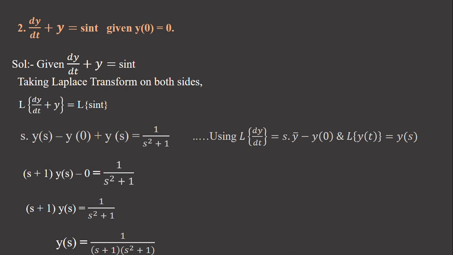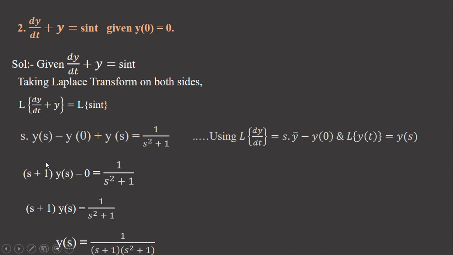Let's see one more example. dy by dt plus y equal to sin t. The initial value y(0) is equal to 0, given. Follow that first step, take the Laplace transform on both sides. So Laplace transform of dy by dt, Laplace transform of y, equal to the RHS Laplace transform. So Laplace transform of dy by dt is s into Y(s) minus y(0) here, plus Laplace transform of y, which is Y(s).